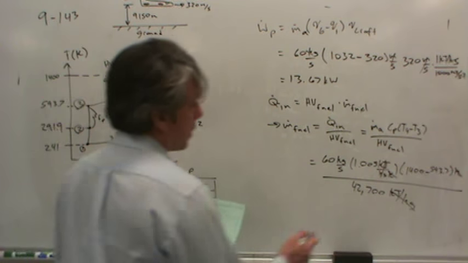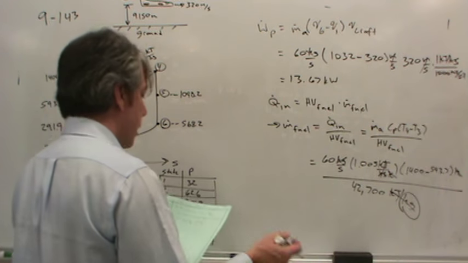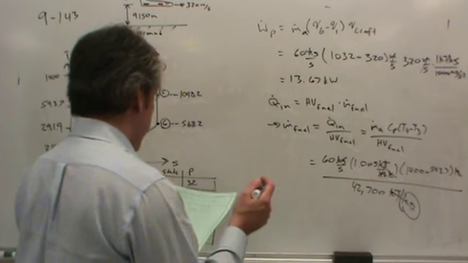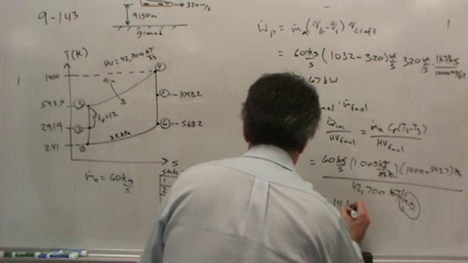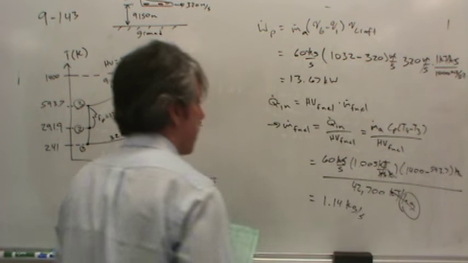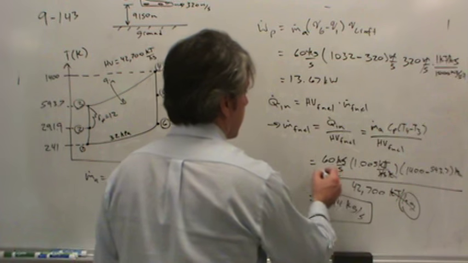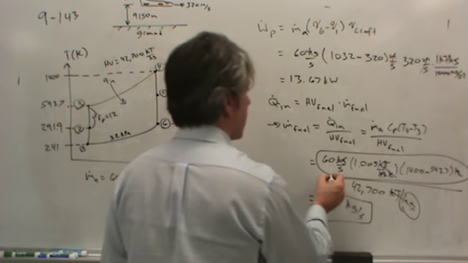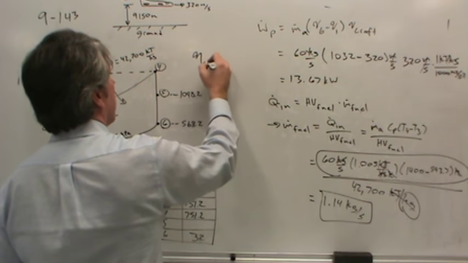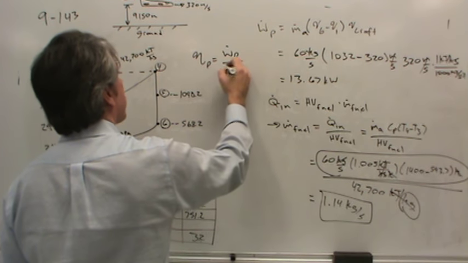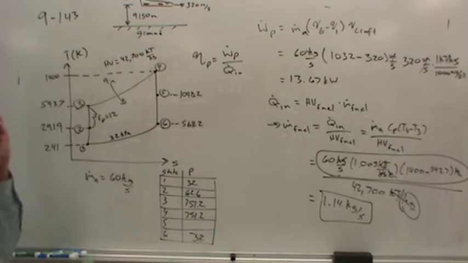So really what happened is this kilogram crossed off with this one, not that one. That way we're left with kilograms of fuel per second. Anyway, this comes out to 1.14 kilograms per second. Now another thing you can do, you can actually calculate the propulsive efficiency. Because if you take Q dot N as this number, then the propulsive efficiency is equal to the propulsive power divided by the heat flow rate in. I'll leave that as an exercise to you to calculate the efficiency of this engine.